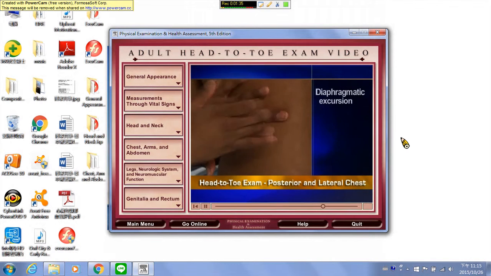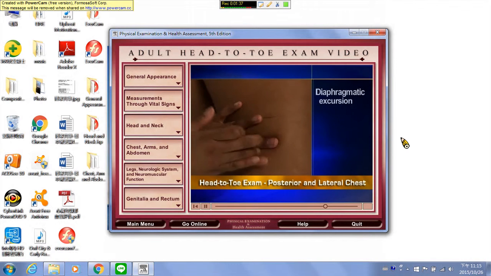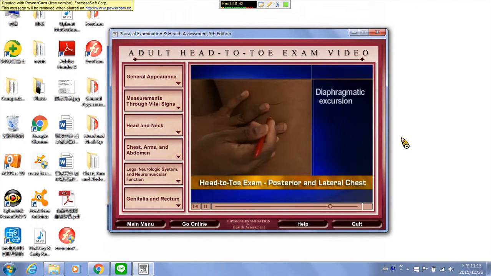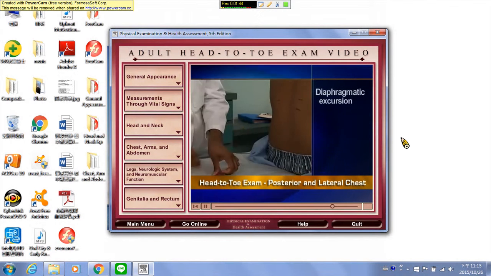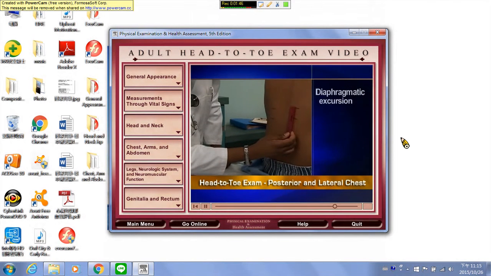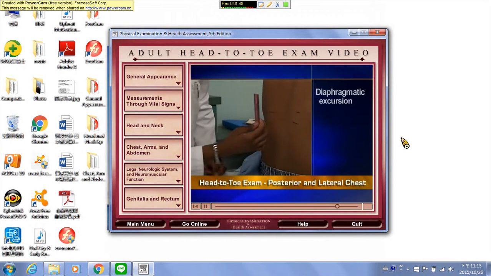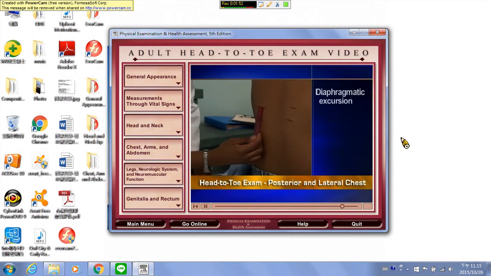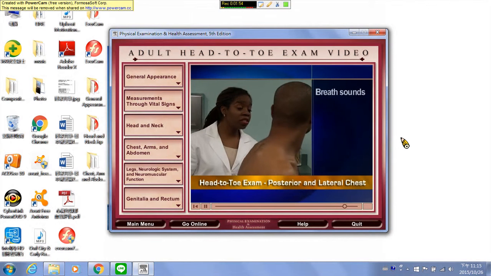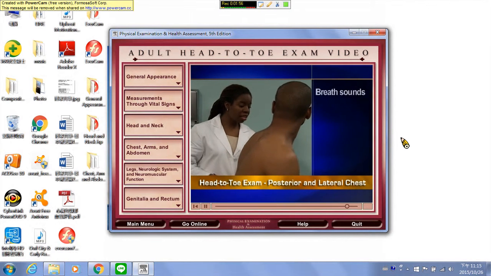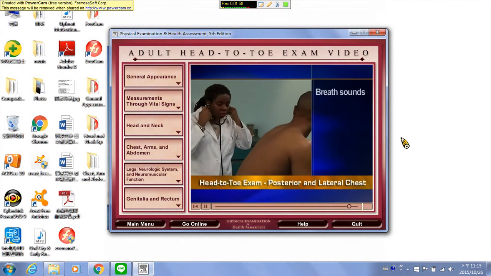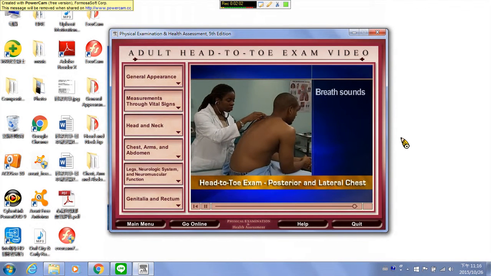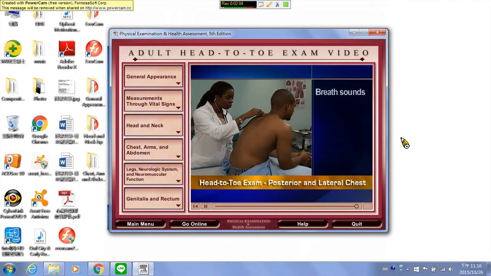And inhalation. Measure the difference to estimate diaphragmatic excursion. Finally, auscultate the breath sounds, following a systematic pattern. Note any adventitious sounds.